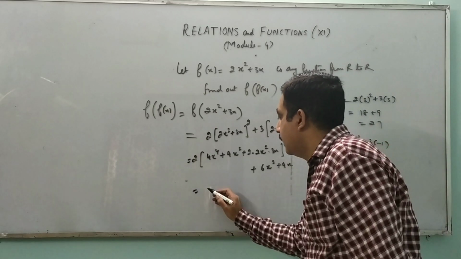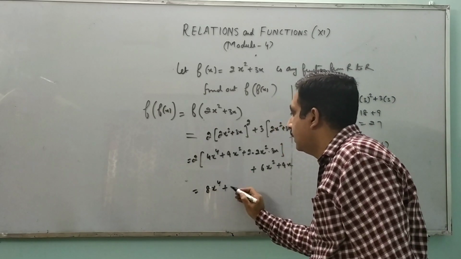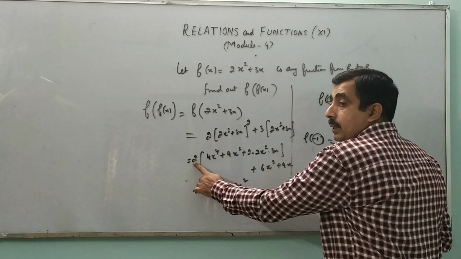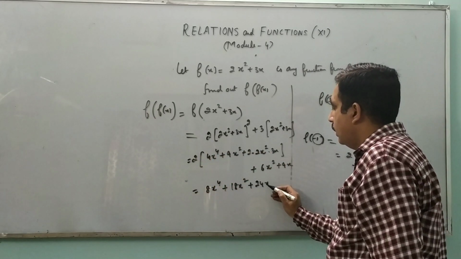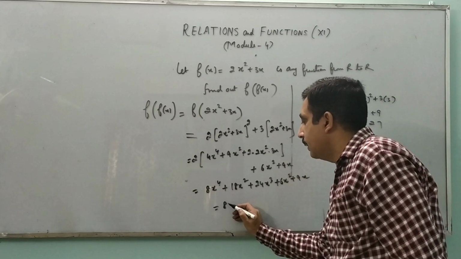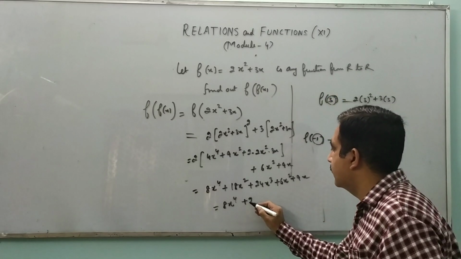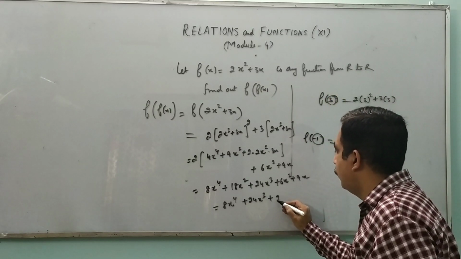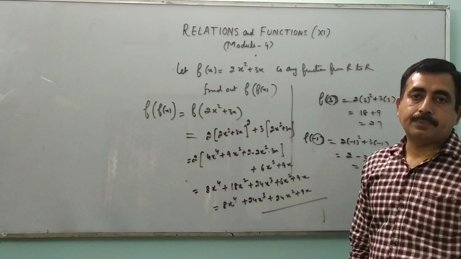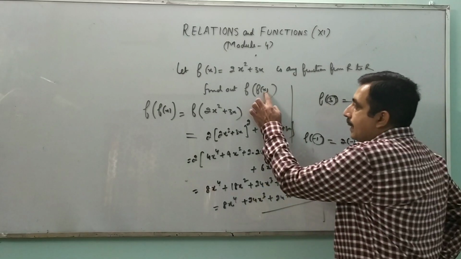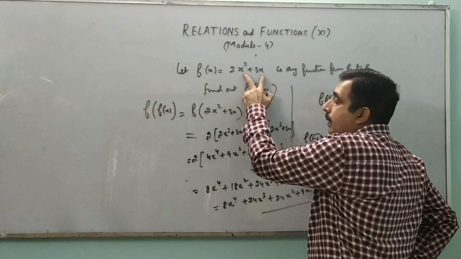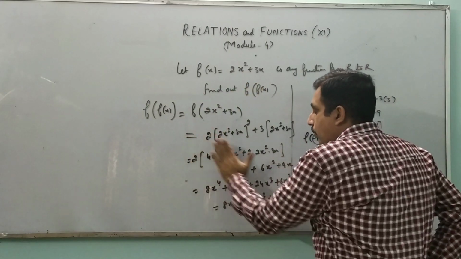So the next step is 8x⁴ + 18x². It is 2 into 2, 4; 4 3s are 12; 12 2s are 24, so 24x³. Then 6x² + 9x. In the end we get 8x⁴ + 24x³ + 24x² + 9x. It is the value of f of f(x). Firstly write f(x); this f(x) will become x for this f. Instead of x, write down this value and you will get the answer.